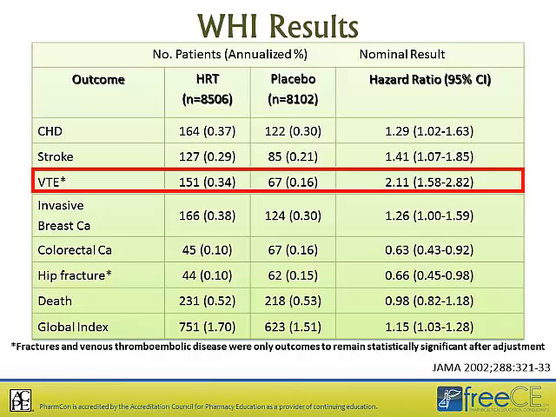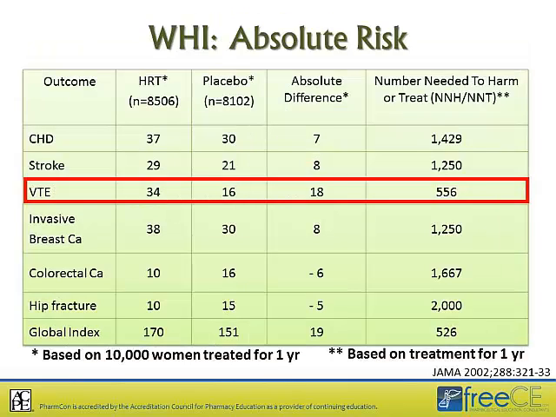Now, I'd also like to point out that the annualized percentage, or the actual percentage of women that would have an event in 1 year, is 0.34% for those taking hormone therapy and 0.16% for those taking placebo. So again, that overall risk is very low, accepting the fact that women taking hormone therapy will have a higher risk than no therapy at all. Now we can put that risk of VTE into more absolute numbers as well.